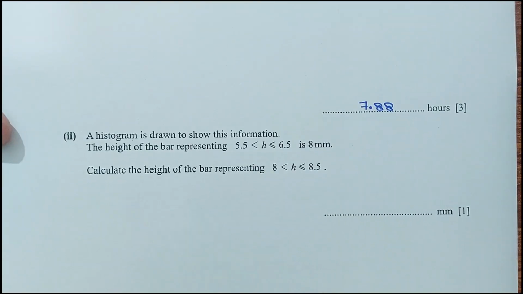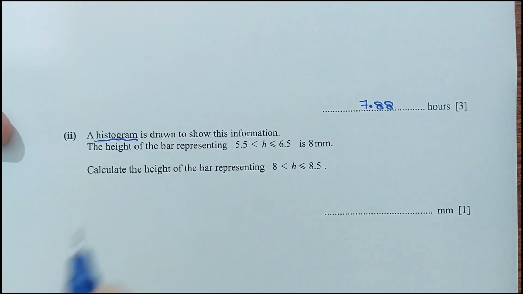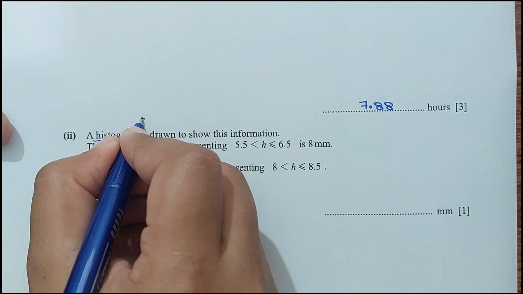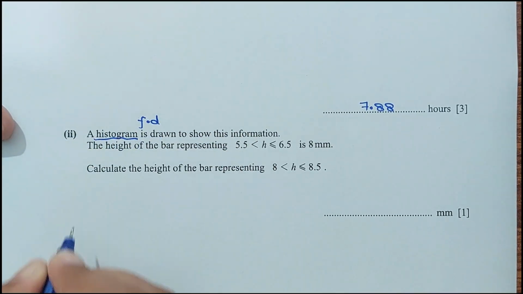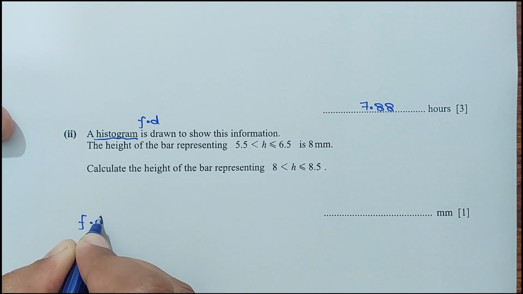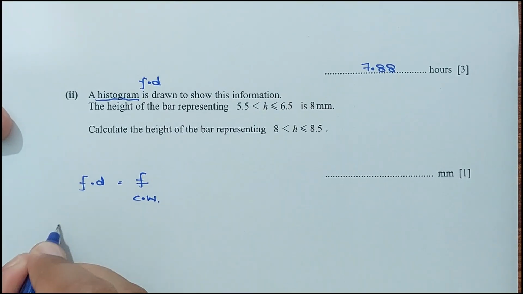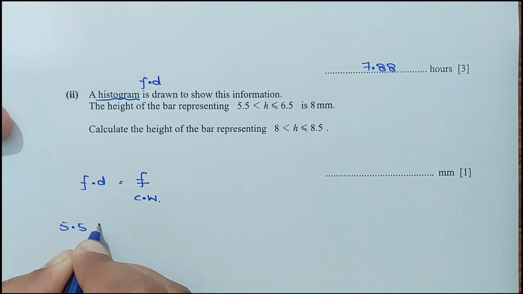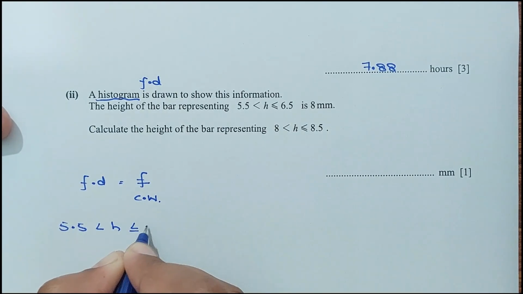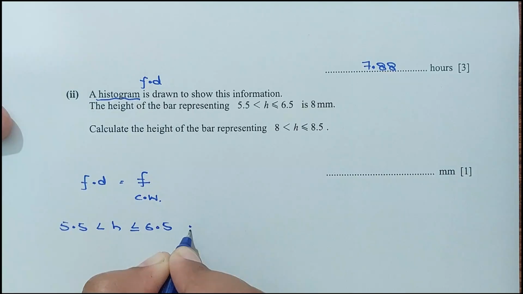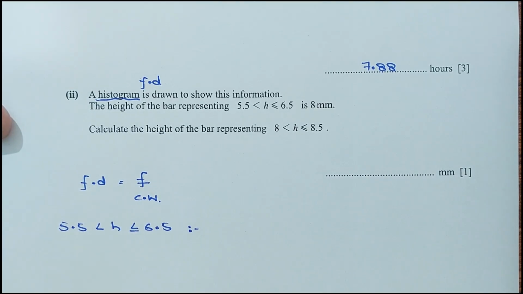All right, so the histogram is drawn. As we know, for a histogram we need frequency density, right? And the frequency density has a formula that equals frequency over the class width, right? Let me solve for the interval, which is 5.5 is less than h is less than or equal to 6.5. What is the frequency density? Let me work on this.